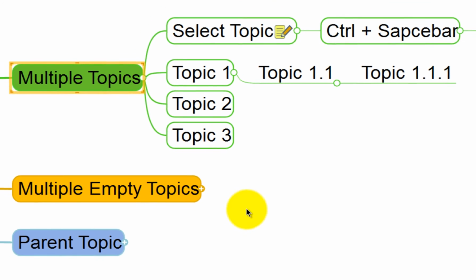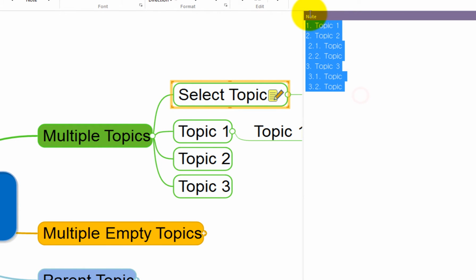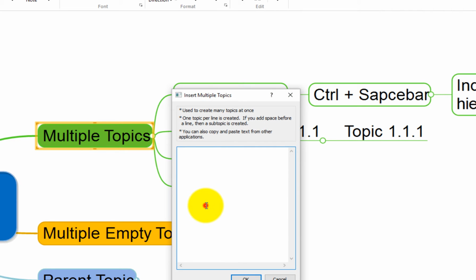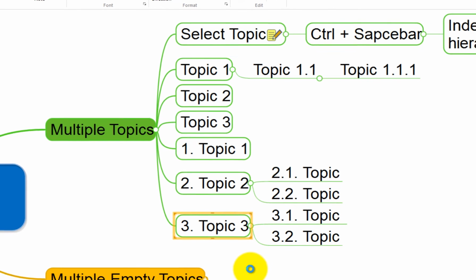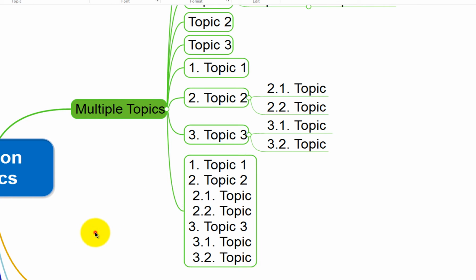Also, if you already have a text file, you can copy and paste it to insert multiple topic windows. A separate topic will be created for each line. However, if you just copy and paste to a topic, entire text will appear as one topic.